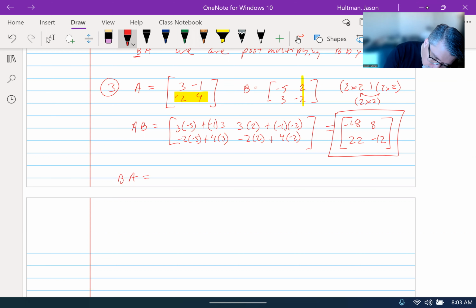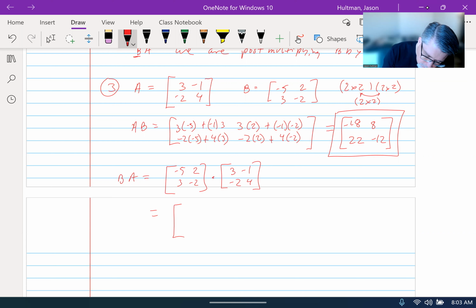So maybe I'll write matrices in order. Oops. Okay, so what was B? B was -5, 2, 3, -2 times A, which is 3, -1, -2, 4. And so that is going to be equal to, well, we're just going to match things up here.